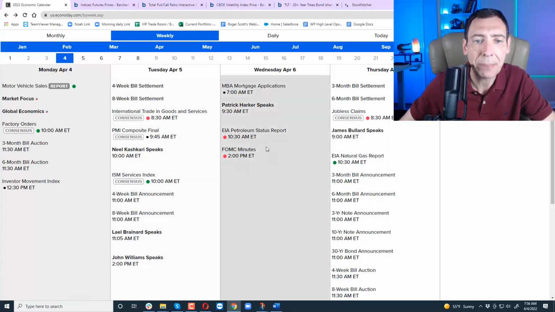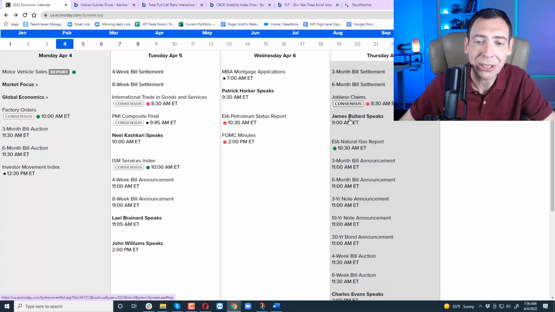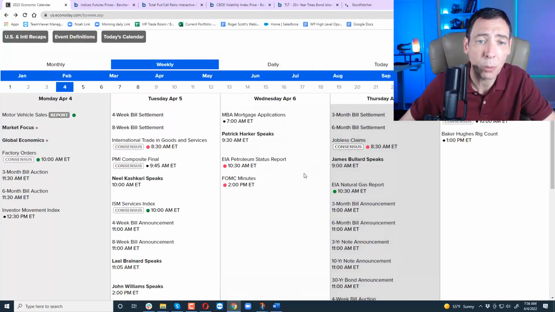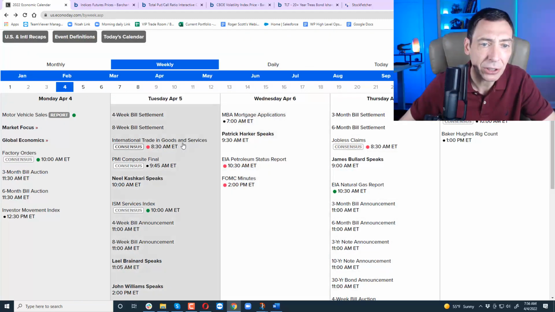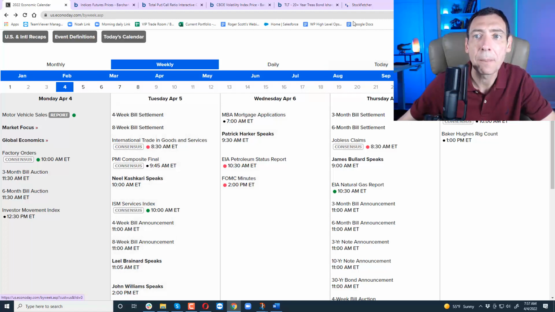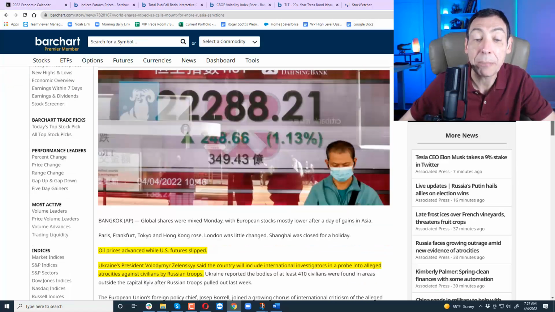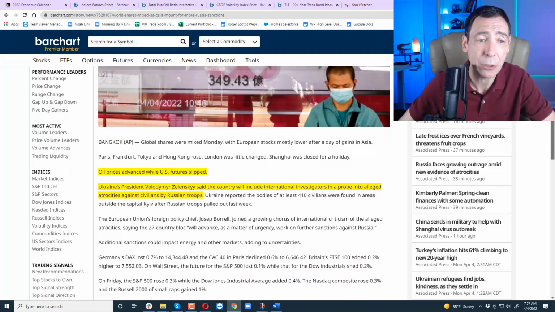The big report is going to be the FOMC minutes to give us an idea of what the Fed was thinking when they changed the interest rate policy at their last meeting. Then we've got the jobless claims. Those are pretty much the big reports for the week. I mean, we've got international trades in goods and services. That's going to be important. But I think factory orders is going to clue us in on that report. Now, let's talk a little bit about global economy, and then I'll get into the nitty-gritty.